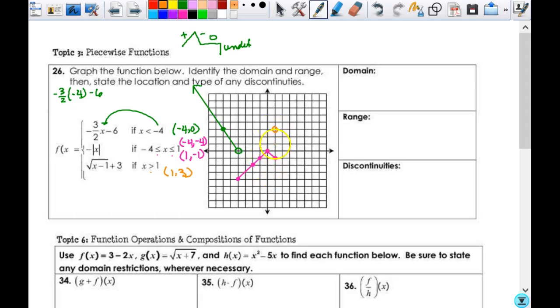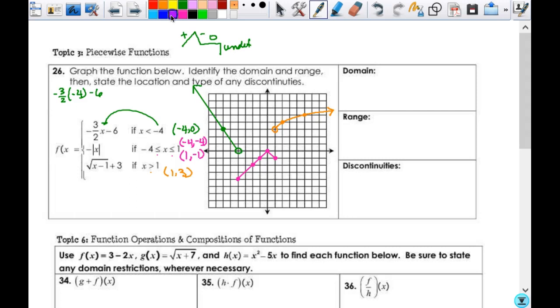So then I go to 1, 1, and I would move to the right 1 and up 3. Then I go to 4, 2. That's my third anchor point. Move to the right 1 and up 1, 2, 3. Those are the 3 points I need to get my curve like this for my square root. So there's my piecewise with my 3 pieces.